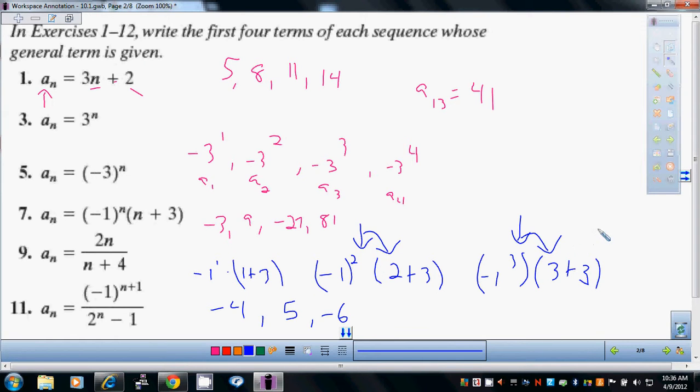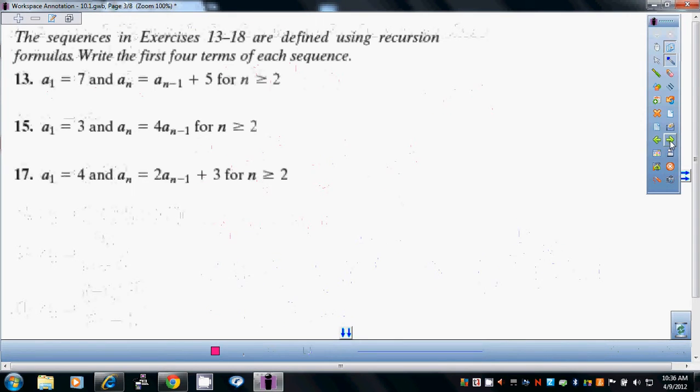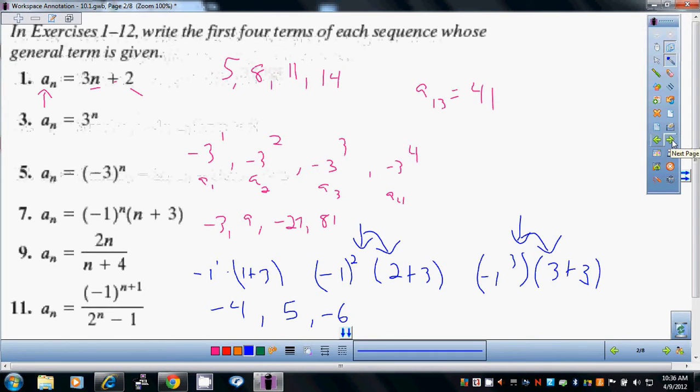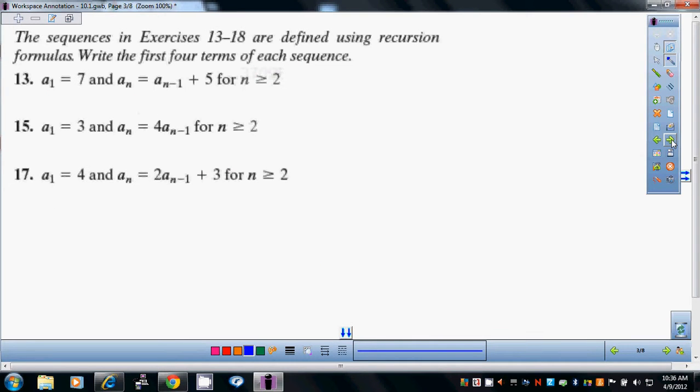Is there another one on this page somebody would like to see the first 4 terms written out of? Or is it pretty self-explanatory about where these are coming from? Okay, moving on. Next slide. Did you want to see one? You sure? All right. Recursion formulas.